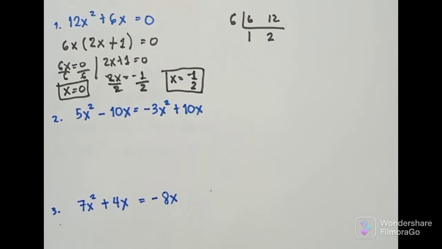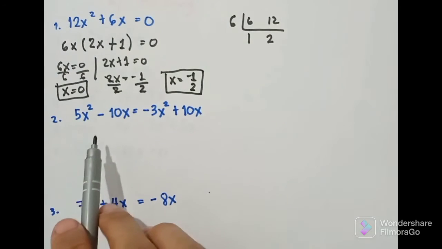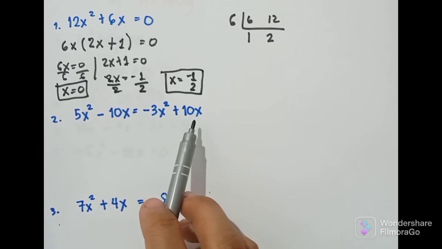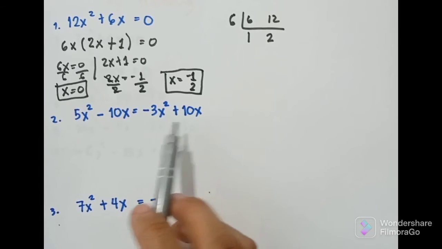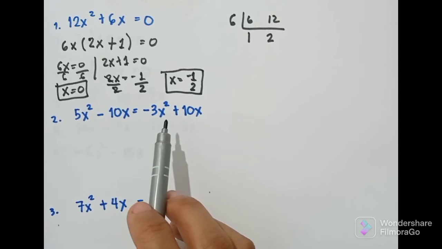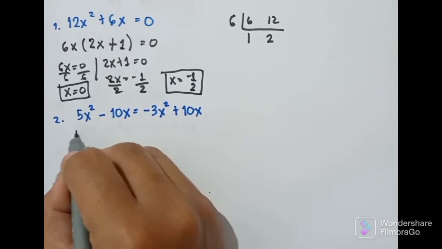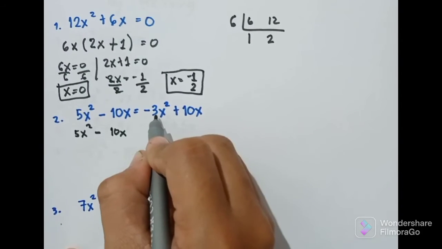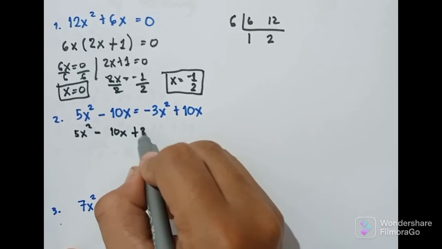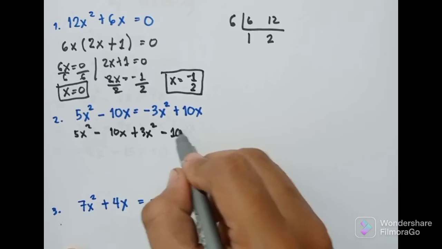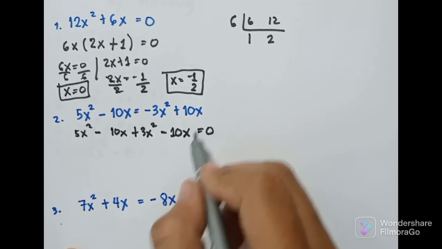Okay, so example number 2 tayo. So, we have 5x squared minus 10x is equal to negative 3x squared plus 10x. So, kapag ganyan, ayusin mo muna sila. Pagsamasamahin mo muna yung magkakapareho. Lagay muna natin sila lahat sa left side ng equation. So, magiging 5x squared minus 10x. So, negative 3x squared pag nilipat, magiging plus 3x squared. Si 10x pag nilipat, magiging negative 10x, and this is equal to 0.